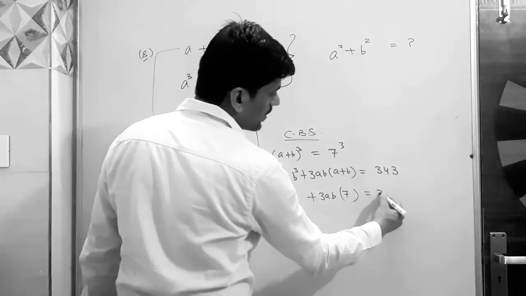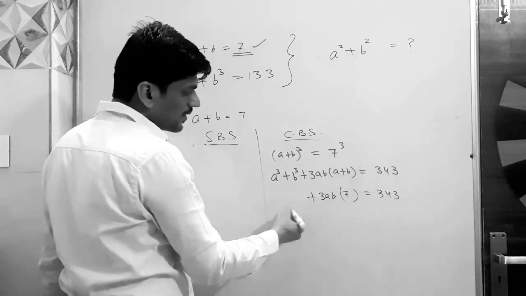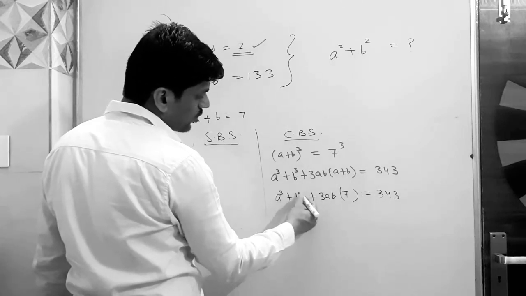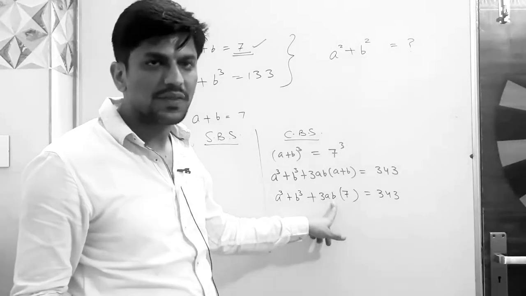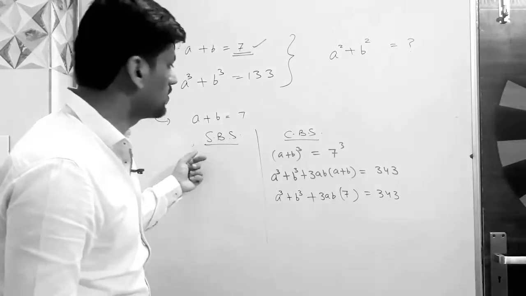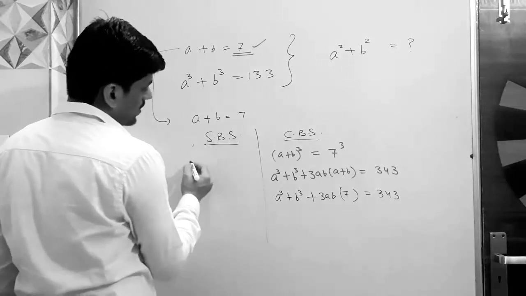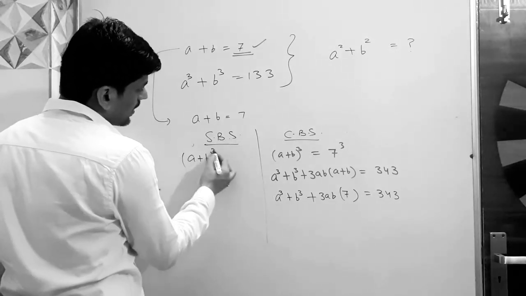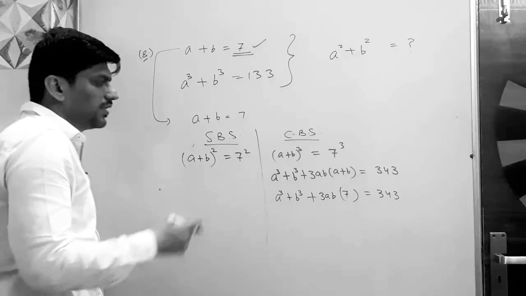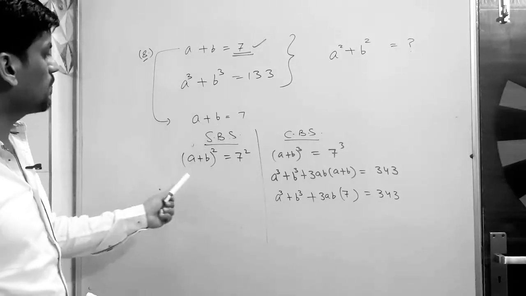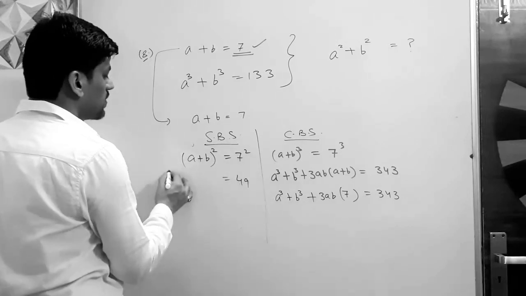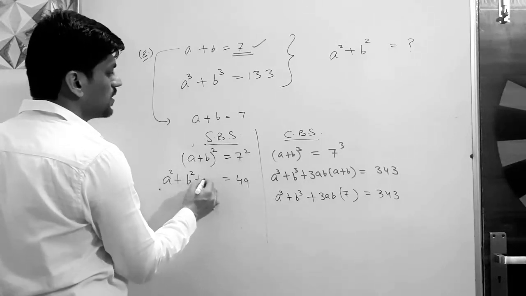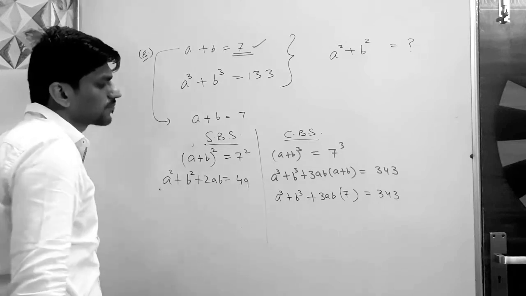I have substituted. Now it remains a cube plus b cube. Now to find out the value of a cube plus b cube, what do we need? We need ab. And to find ab, we have to do squaring. That's why I was squaring in the start. So that's why I have said we have to do both the things. Okay, (a plus b) square is equal to 7 square. 7 square is 49. And now (a plus b) square is a simple identity, a square plus b square plus 2ab.